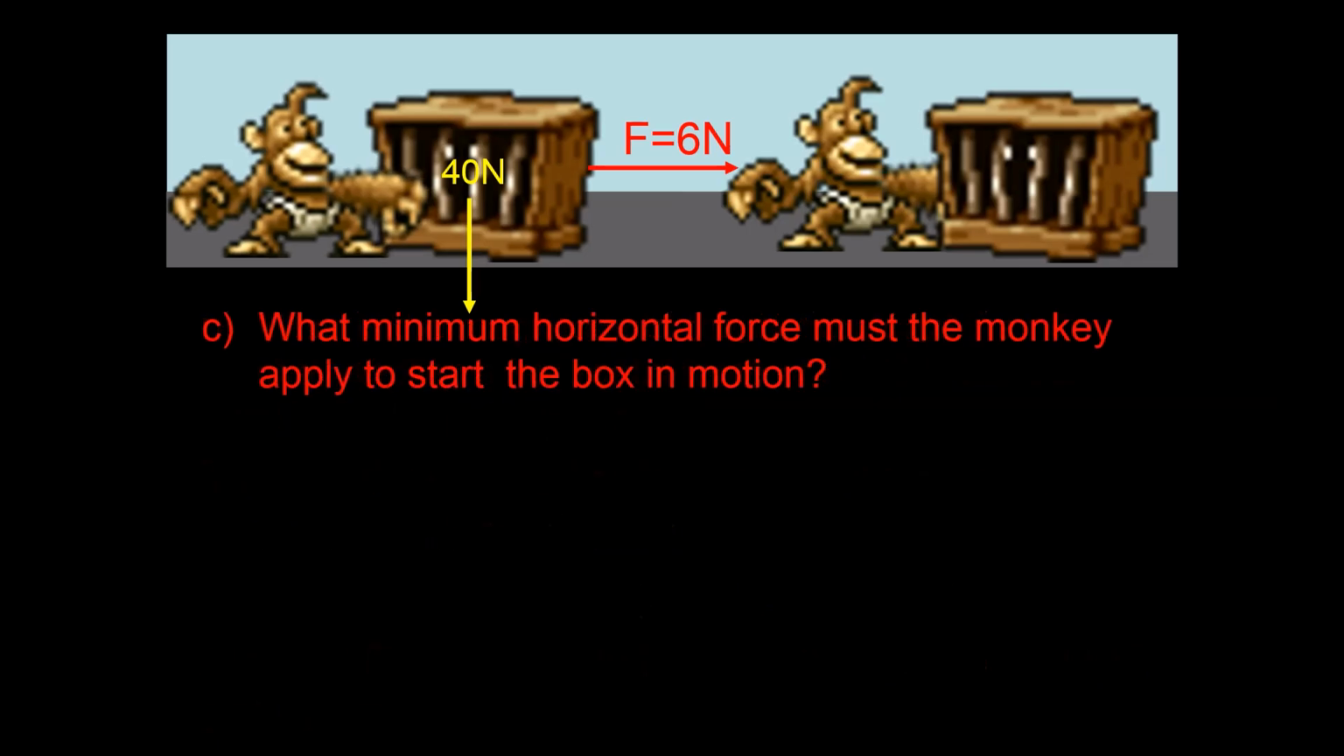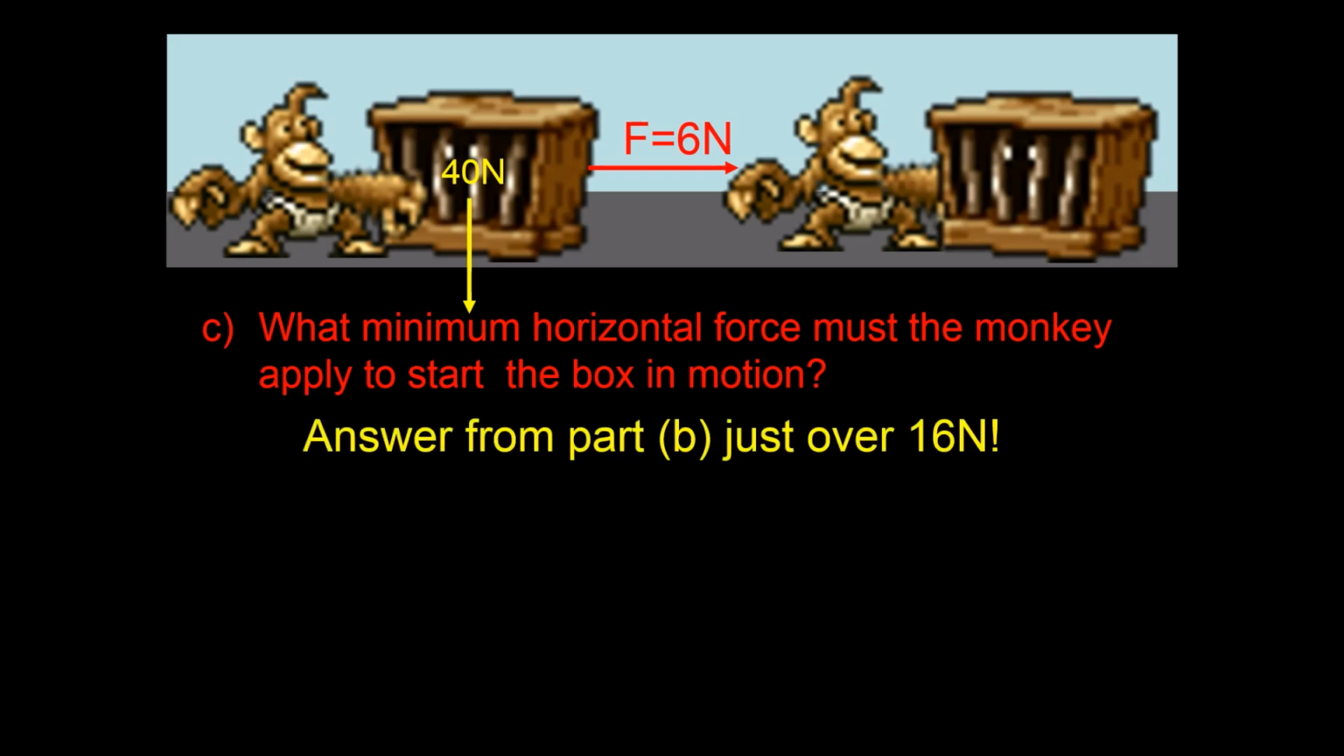That segues us into part C. What minimum horizontal force must the monkey apply to start the box in motion? Well, the answer just comes straight from part B. He needs to apply just over 16 newtons to get this box to move from the left to the right.